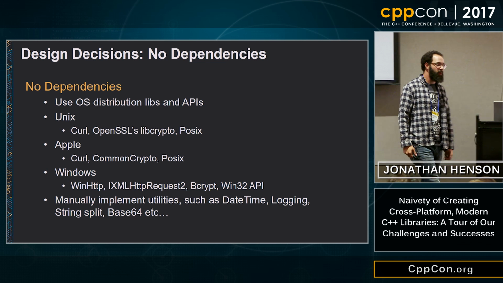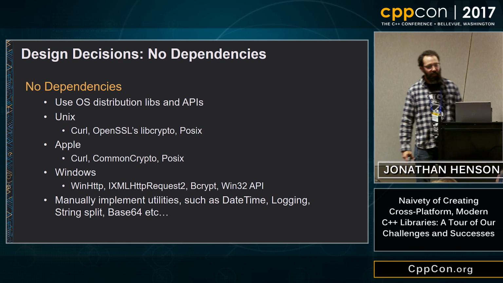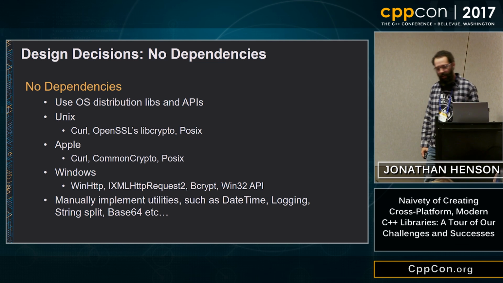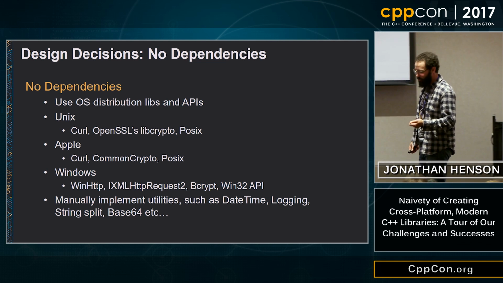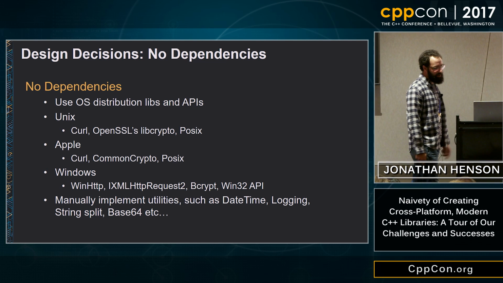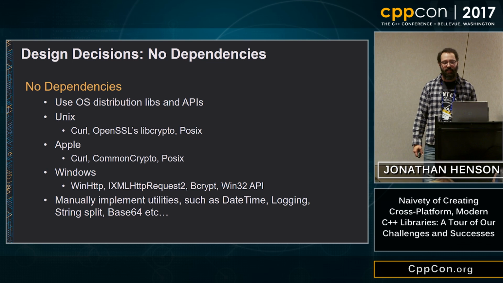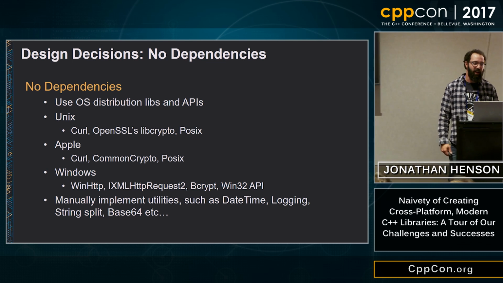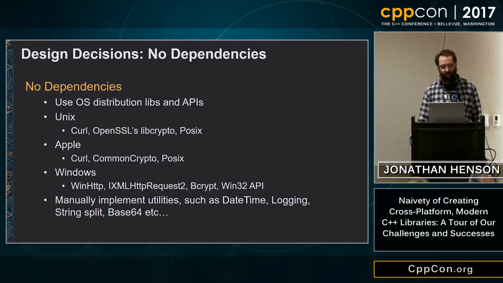And on Windows, we had far more options. We used WinHTTP on most builds. For Universal Windows platform, we could use IXML HTTP request 2, which is a COM interface. bcrypt is the cryptography API that you get on Windows, and then the Win32 API for most file system functions.